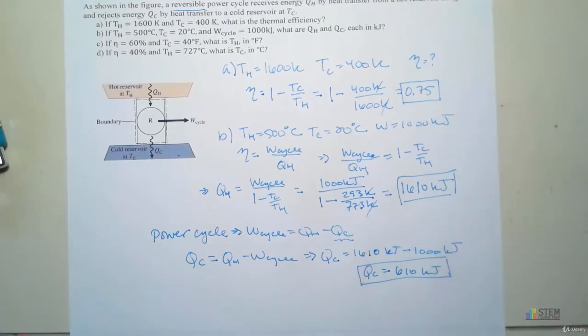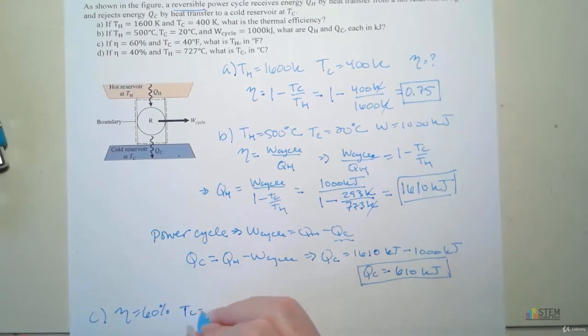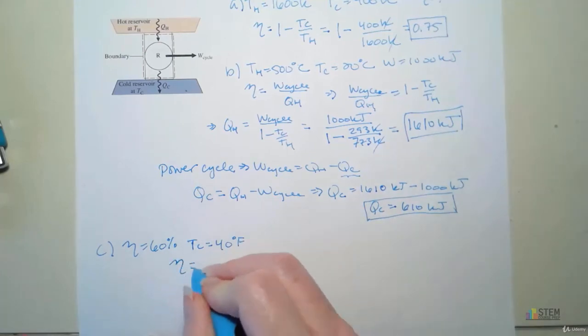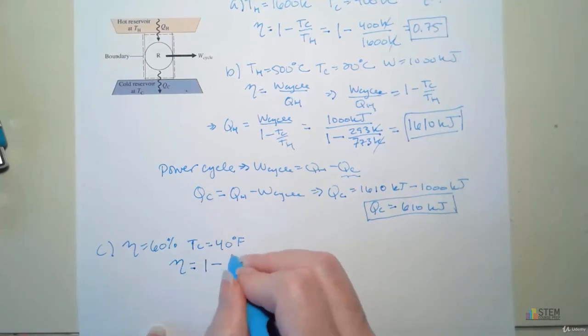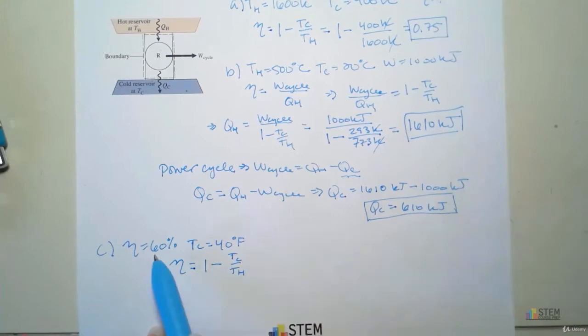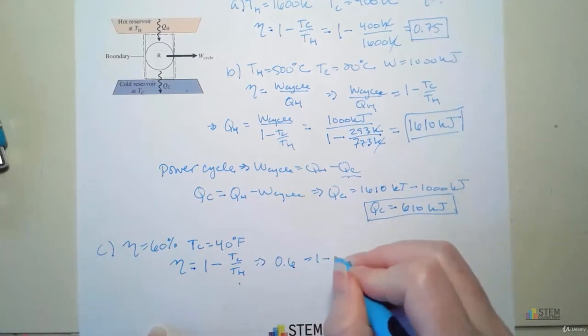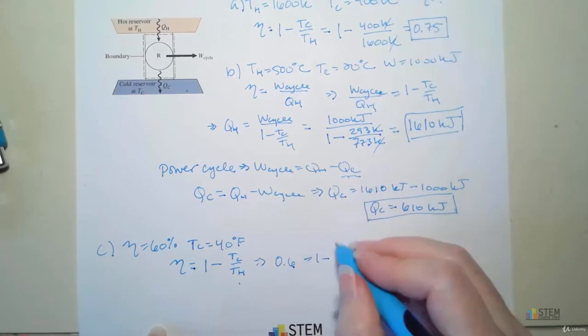Now part C, we've got the efficiency given at 60%. We're also given TC, and what we want to do is find TH. We want TH to be in Fahrenheit. Now with this one, again, since it's reversible, we can use the fact that eta equals 1 minus Tc over Th. We're given eta, we're given Tc. Only unknown here would be Th then. So we're going to have 0.6 equals 1 minus. Don't forget to convert over to Rankine.